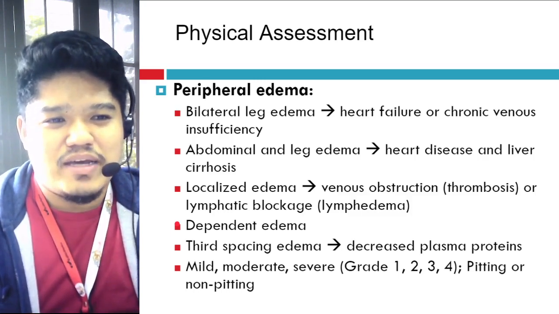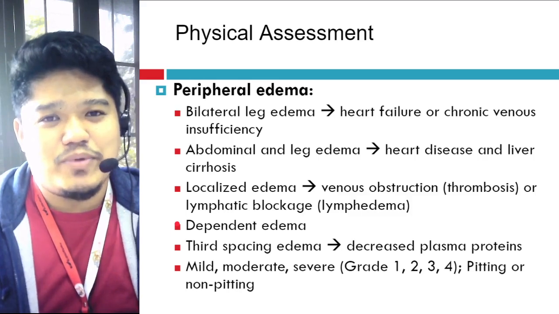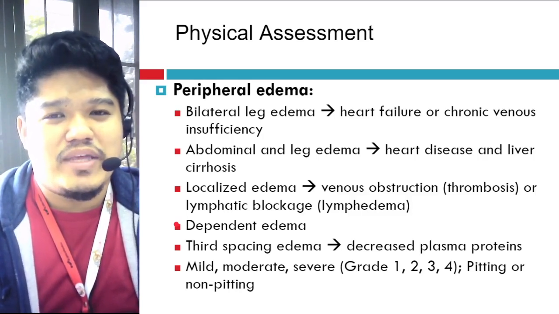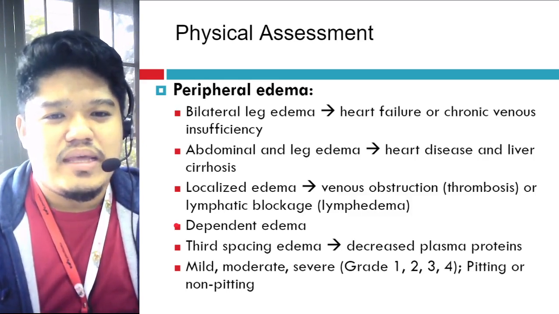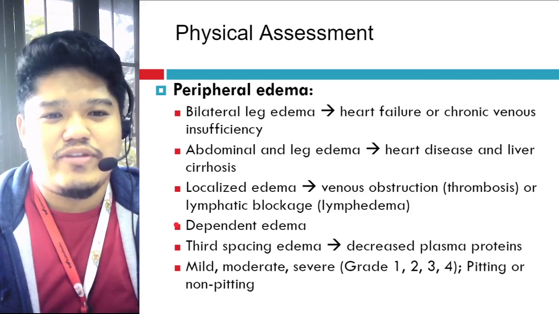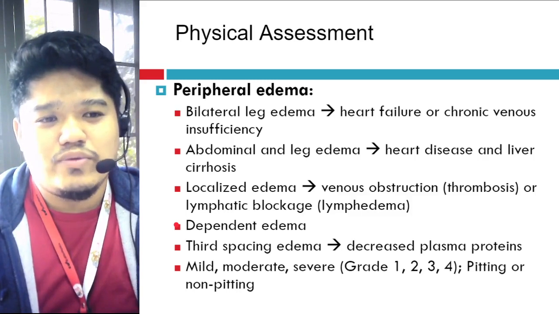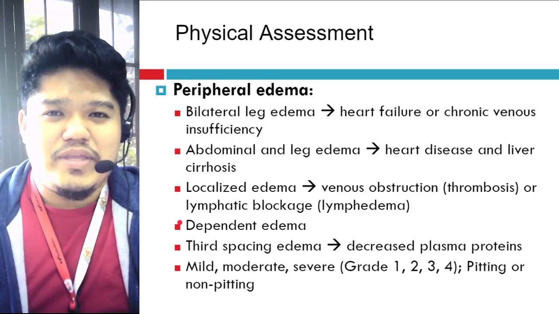Third spacing edema is an indication of the absence or the decreased levels in the albumin or your plasma protein. We take note that the plasma proteins are the ones maintaining the oncotic pressure, therefore preventing the movement of fluid from the intravascular space to the third space. And of course, it can be graded to either mild, moderate, or severe edema, or better known as 1, 2, 3, and 4. Edema could be classified to either pitting or non-pitting.